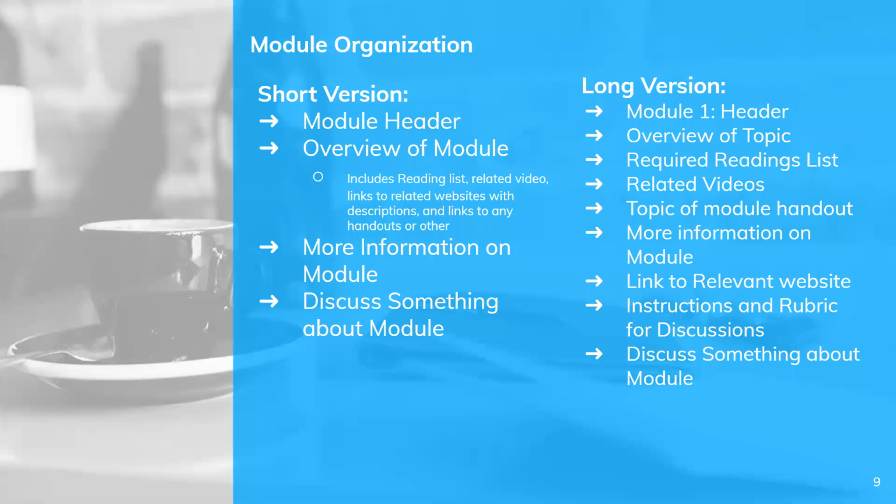The long version is that broken down into each specific item having its own page. There would be a page for overview, a page for readings list, a page for videos, a page for module content, a page for more information, and a link to relevant websites, and each of those would be their own separate page.